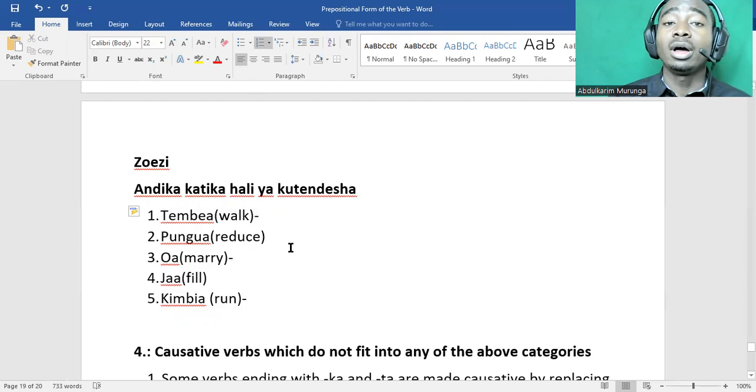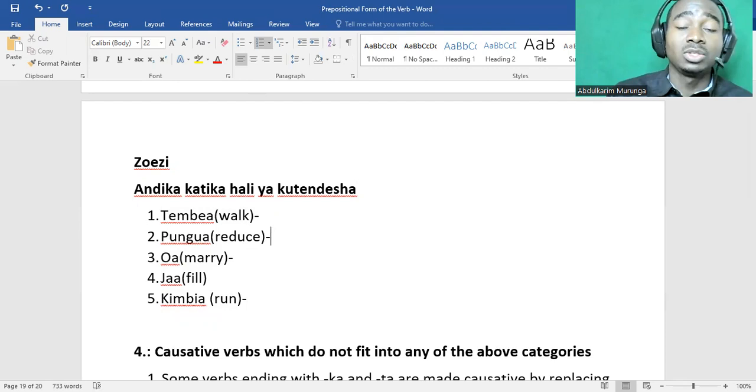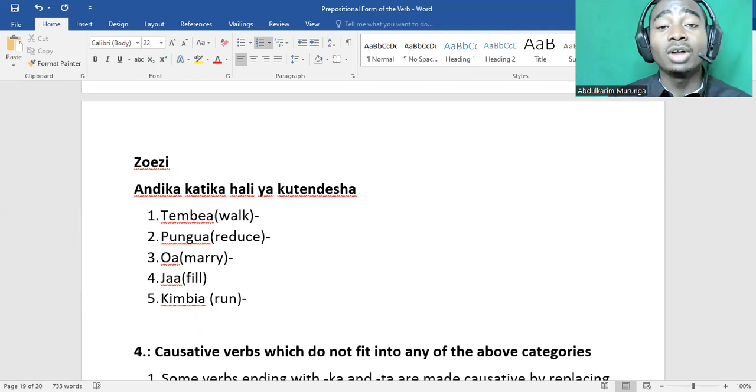Pungua is reduce. How do you say to make something reduce? Reduce something. How do you say this in Swahili? Write in the comment section below. Oa is to marry. We use oa just for male. Men, gentlemen, we say oa. Ladies, you say olewa. So oa. How do you say make someone to marry?